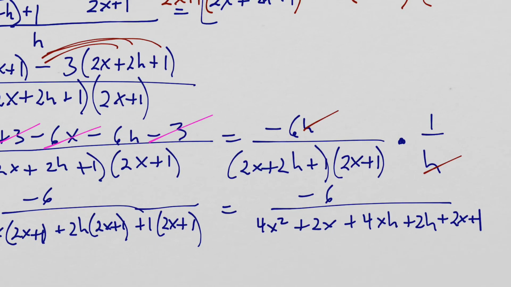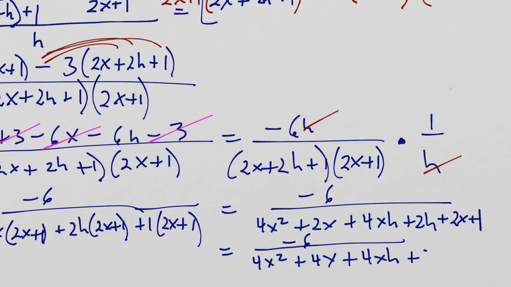Now, if there's any way to combine like terms, we can do that. I got a 2x here and a 2x here, so I can call that 4x. So we got minus 6 divided by 4x squared plus 4x plus 4xh plus 2h plus 1. Okay, so that's what we have, and that would be our difference quotient here.